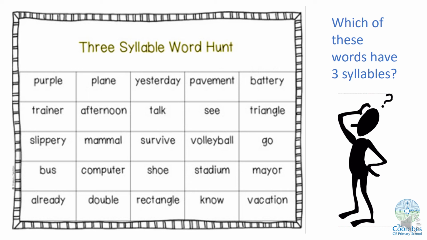We've got yesterday with 3 syllables, battery with 3 syllables, afternoon with 3 syllables, triangle, slippery, volleyball, computer, stadium, already, rectangle and vacation. All of those words have got 3 syllables. I hope you spotted them all.